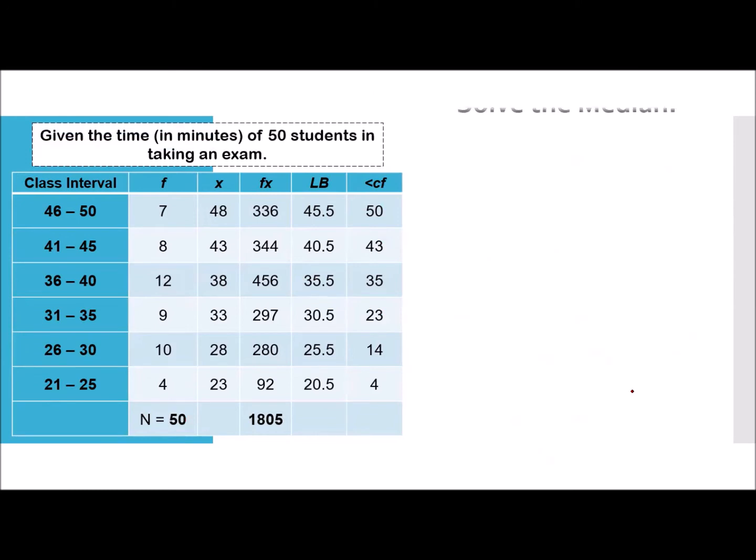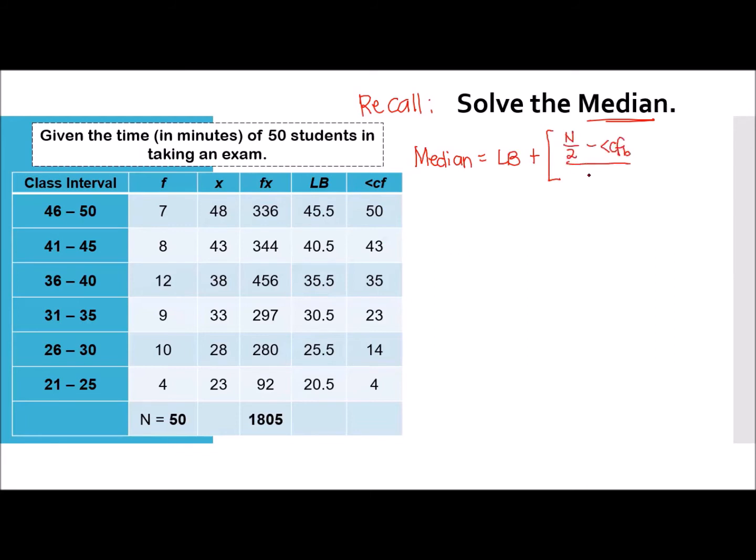Okay? Next one, ang i-recall natin, ang pinaka-related doon sa ating topic for today is yung median. Kasi dyan nagmula yung mga solutions natin for quartile, decile, and percentile. So, ano po ang formula ng median? So, ang formula ng median ay lower bound plus n over 2 minus cumulative frequency below all over the frequency times the class interval.